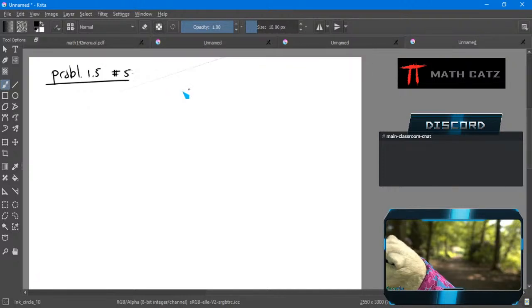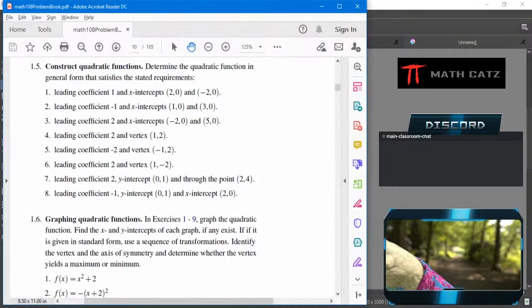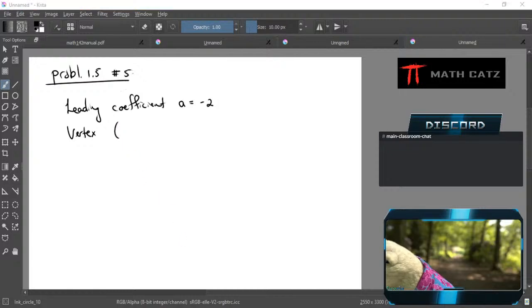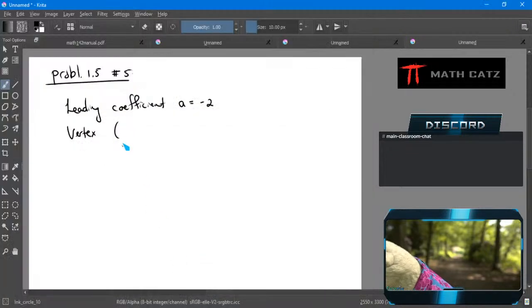Let me just go to my new page here. Okay, so I have leading coefficient, which is a, which is, I just read it, -2. And we have our vertex, which is -1, 2.